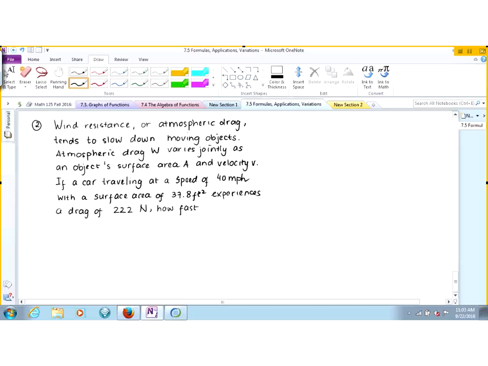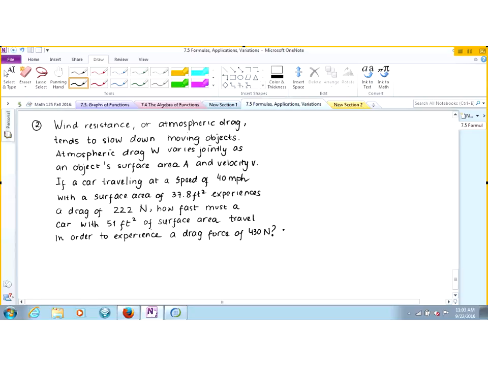How fast must a car with 51 feet squared of surface area travel in order to experience a drag force of 430 newtons?